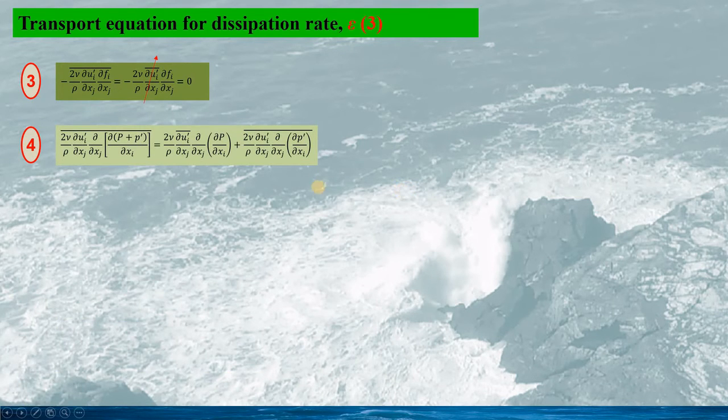The fourth term can be split into the averaged and the fluctuating pressure. So we have the expression as this here. The averaged pressure is constant with regard to the averaging operation. So from this expression, we can see the first term here would be 0. Therefore, we have the expression for the first term as this.